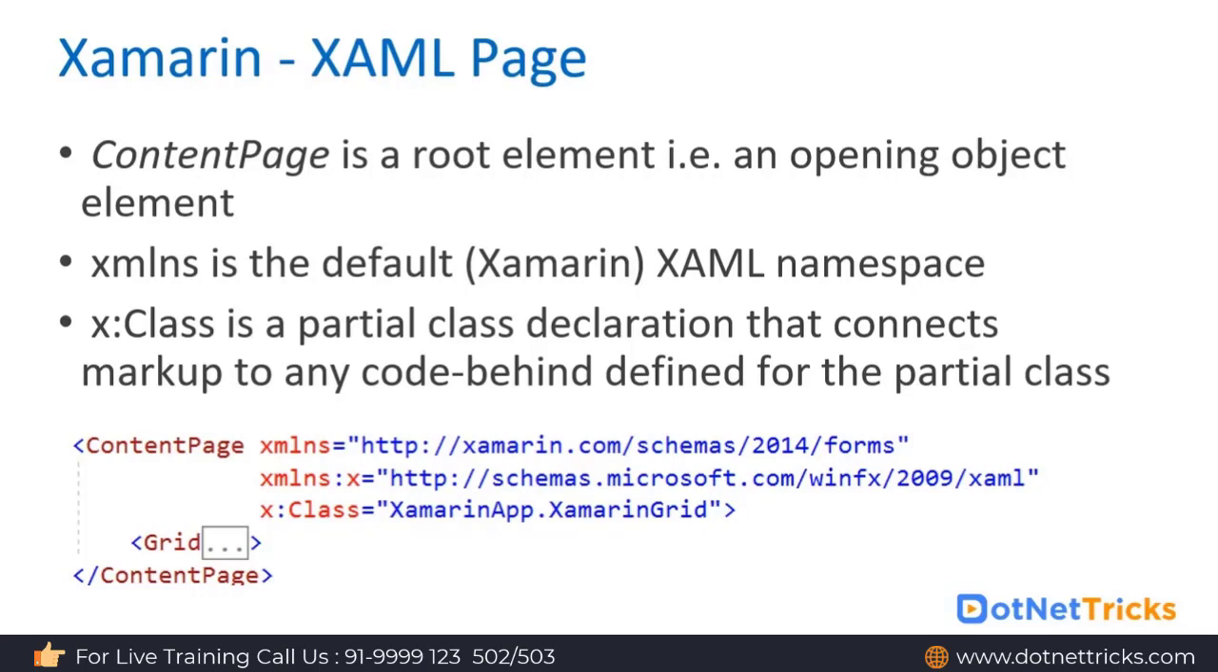So a ContentPage is the root element for the XAML, that is, for a page. So it is the opening object of any program that we do in Xamarin.Forms XAML. So xmlns is nothing but the default XAML namespace. So that includes everything that is required to be done inside a Xamarin.Forms XAML page. The x:Class is the partial class declaration that connects your markup language to the code behind, informing which class the code belongs to for the XAML parsing to happen. So that's all about the Xamarin.Forms XAML basics, and let's get to know about this in detail in the demo part.